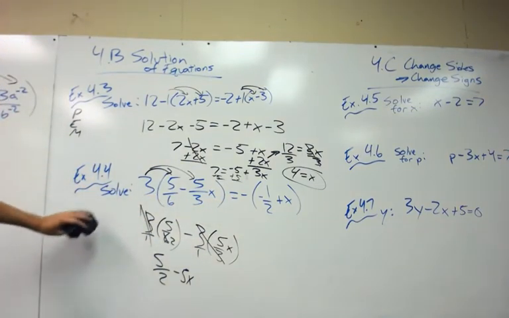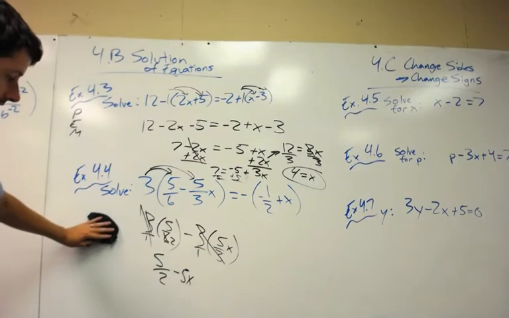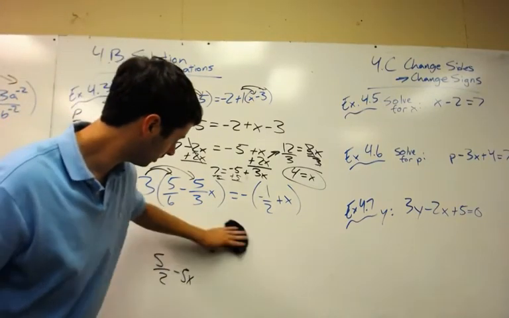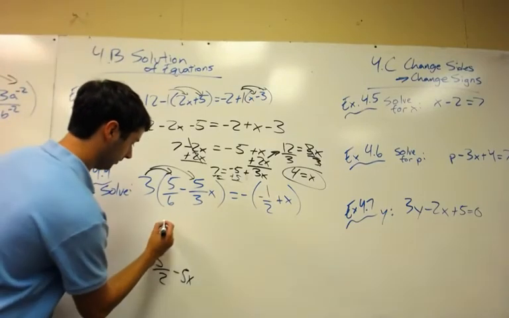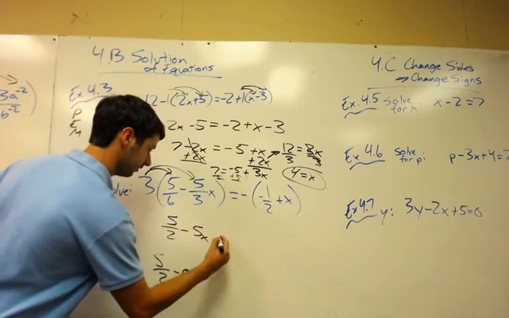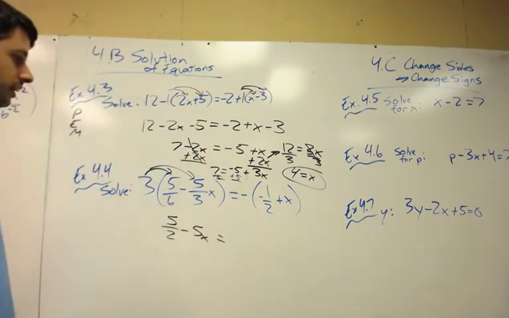I'm going to go ahead and erase this. Hopefully you saw that. If not, just rewind the video. I'm going to move this up here. So 5 over 2 minus 5x. And then we do this side.